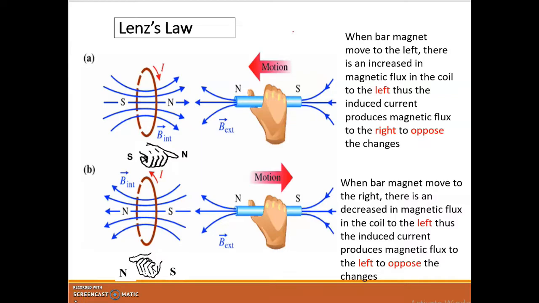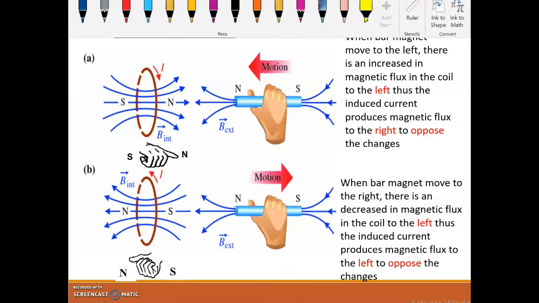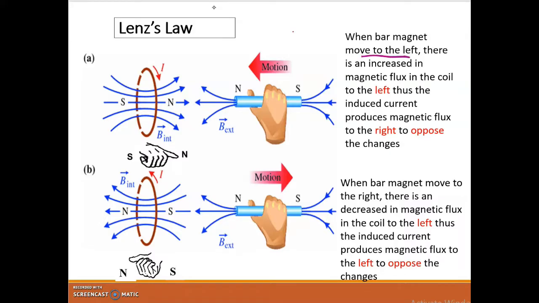Okay, now let's look at the picture. When the magnet bar is moved to the left, towards the coil, there will be an increase in magnetic flux. Okay, there will be an increase in magnetic flux to the left. Alright, so the induced current produces magnetic flux to the right to oppose the change.